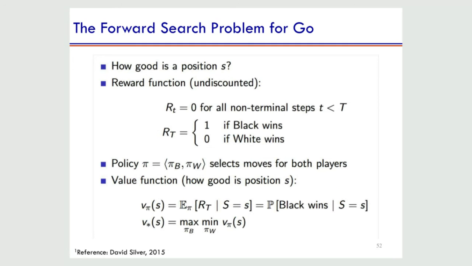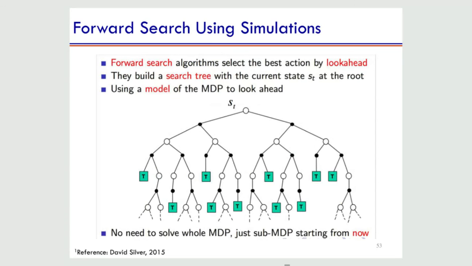So for Go, the forward search question is going to be just this: how good is the position S? Let's ignore this for now. We're going to come back to this pretty soon.